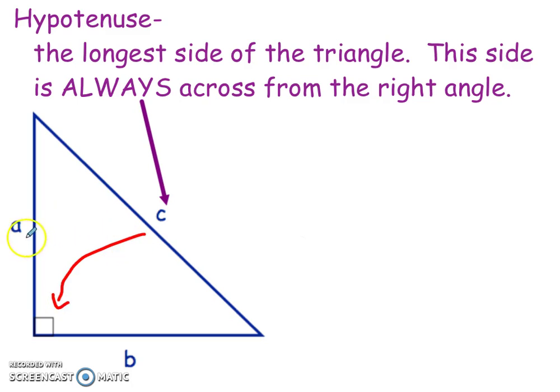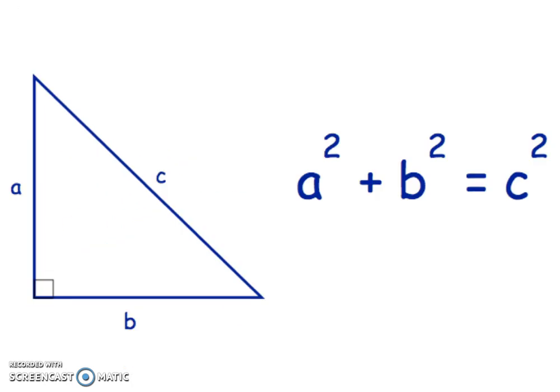So A and B are legs, and they're interchangeable with each other. But the hypotenuse, which is another one of my favorite vocab words here, is the longest side, and it's across from the right angle. So A squared plus B squared equals C squared. What the heck does that mean?